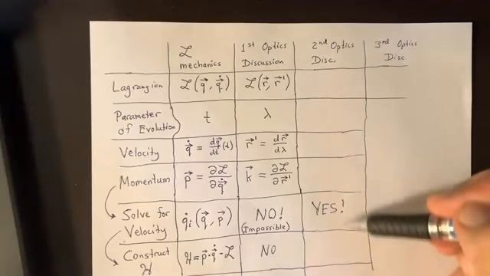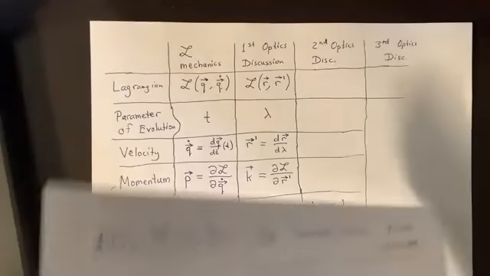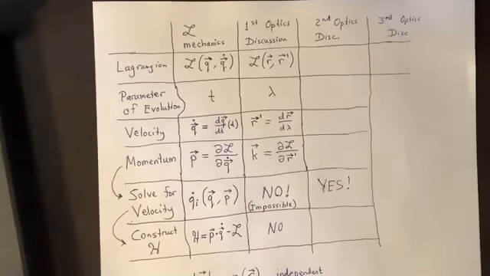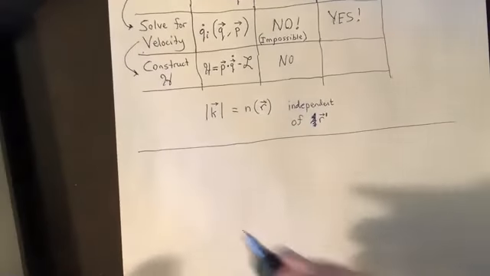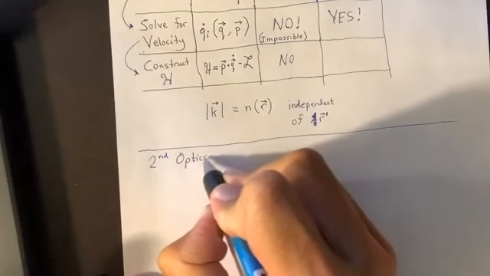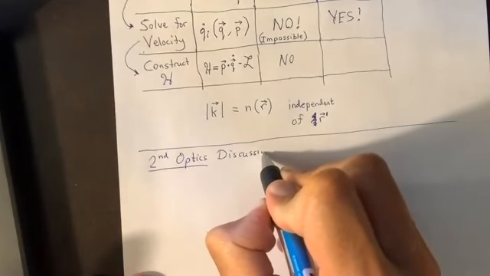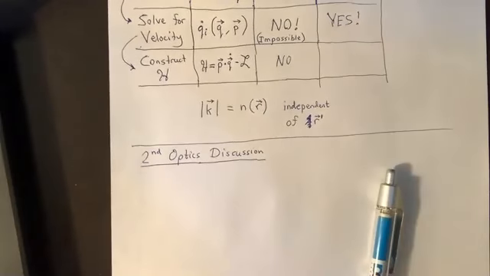So let's look at this second optics discussion. We can get a success, we can get a Hamiltonian in this second optics discussion. Okay. So here's our second optics discussion. And in this second optics discussion, again, we will see some interesting connections with the Hamiltonian formulation of mechanics.